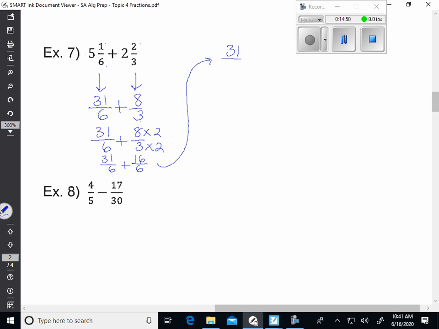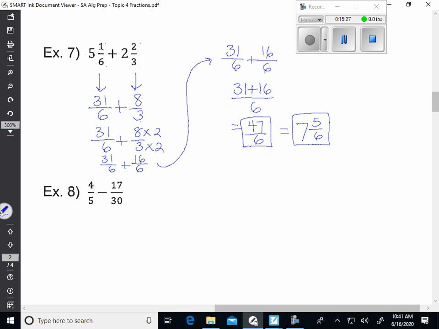So now we can go and finish off this problem. Keep the denominator and do 31 plus 16, which gives you 47 over 6. 47 and 6 cannot reduce, so this is your final answer. If you want to give it as a mixed number, that ends up being 7 and 5 sixths. Either way you want to give it.